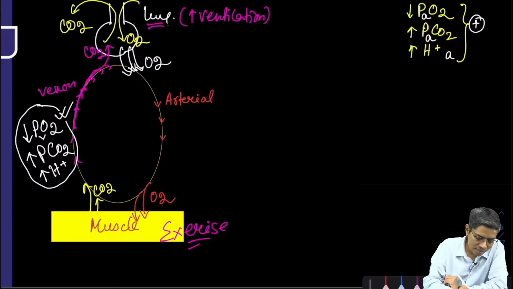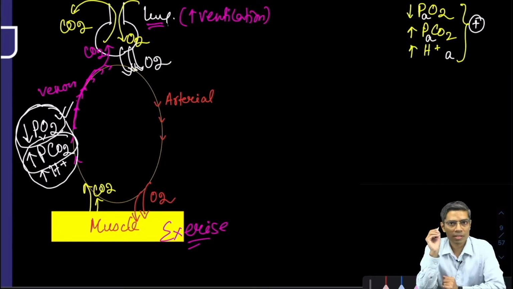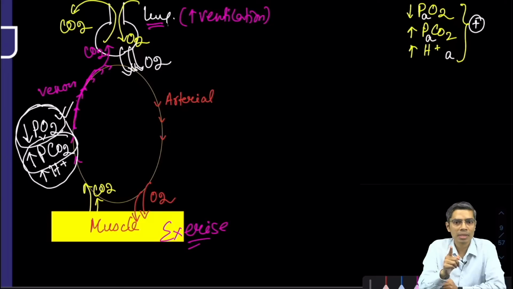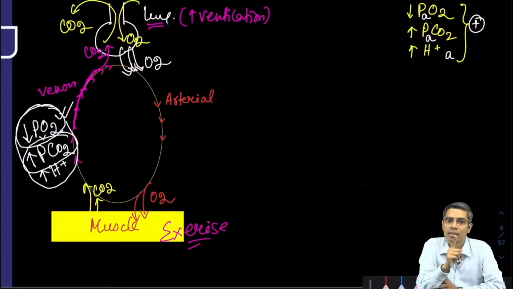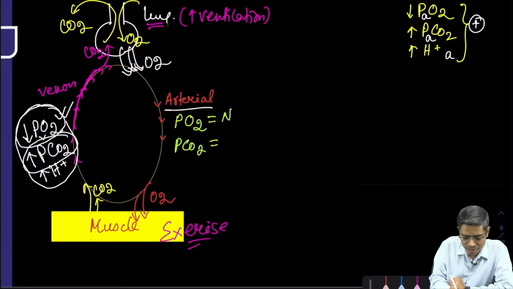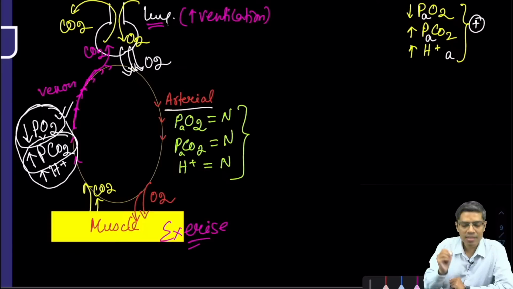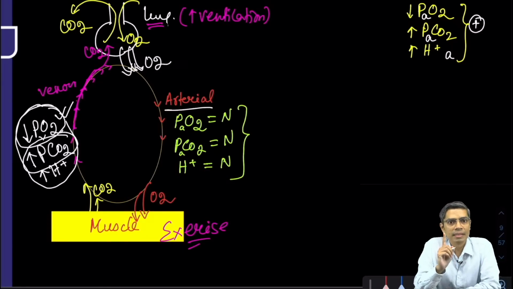That means whatever extra amount of carbon dioxide was there in the venous blood, and whatever extra amount of oxygen requirement was there in the venous blood, will be fully compensated at the level of the hyperventilating normal lung. Because of this, if you look at the arterial blood composition, you will find that the partial pressure of oxygen is normal, the partial pressure of carbon dioxide is also normal, and the partial pressure of H plus ion, that is the acidosis, is also normal. So, these are all arterial blood changes. When these parameters are normal in the arterial blood, they are never going to stimulate the peripheral chemoreceptor.